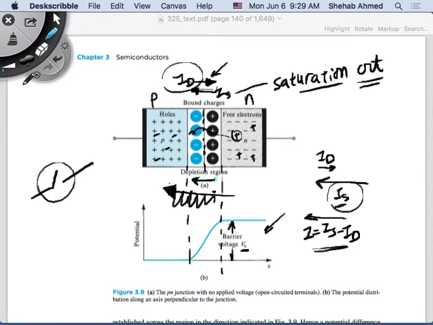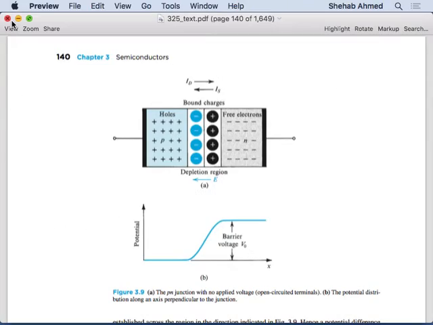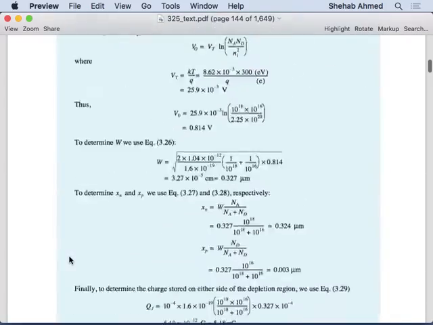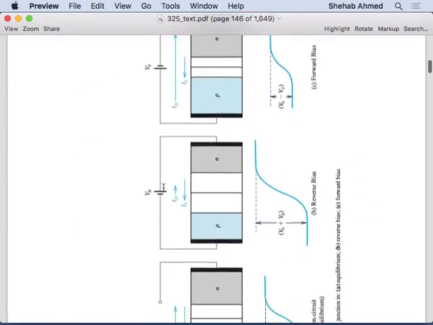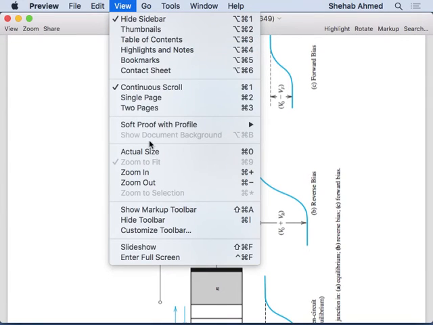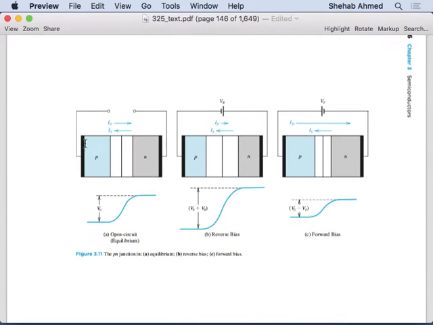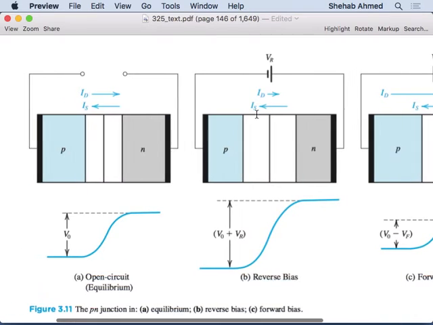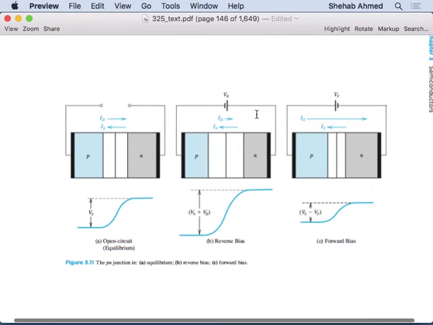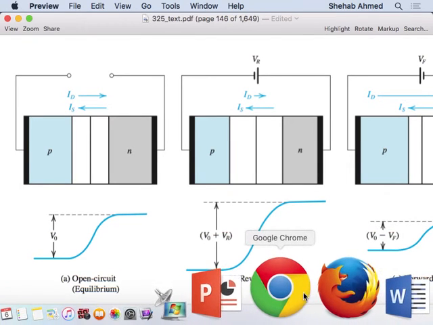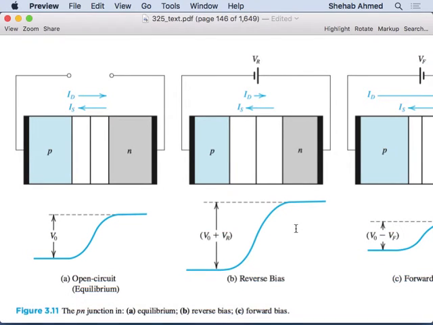If I have a closed loop around it and I happen to be putting an external voltage, let me go to the other slide that explains it better. The current will always go from positive to negative, and the opposing charge will always be very small. Okay, here, these are the various conditions we're talking about. What's the difference between the open circuit condition and the R and the F? Forward and reverse, right?